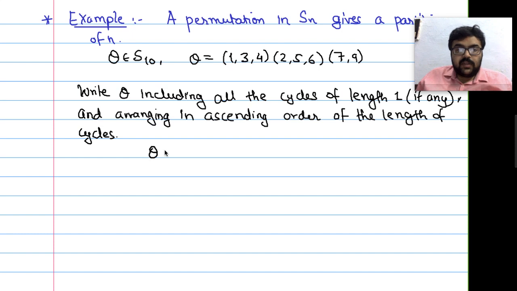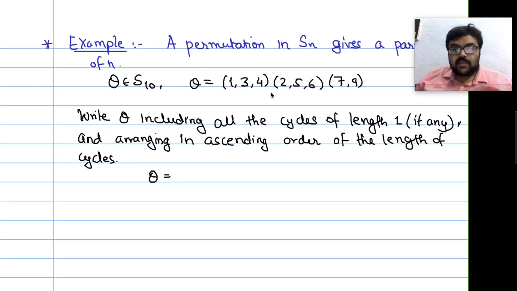So we write theta equals the 1 cycles. What are the 1 cycles missing? 8 is not there, so we write the 1 cycle (8). Then 10 is also not there, so we can write (10). So these are only 1 cycles, 8 and 10, so only two 1 cycles. Then there is a 2 cycle, which is at the end, but we write it before because we are writing in ascending order of their length. So (7 9). And then we can write (1 3 4), and then (2 5 6).